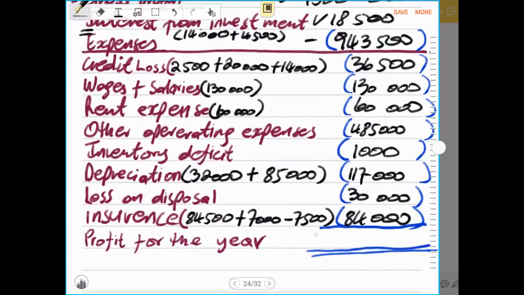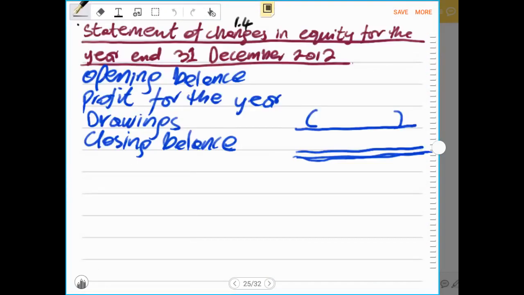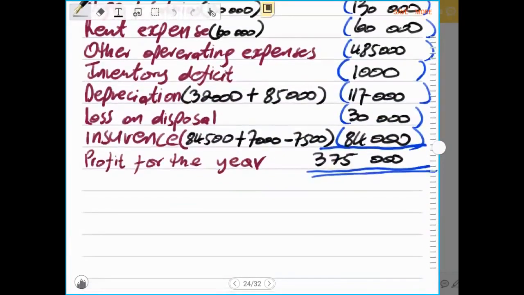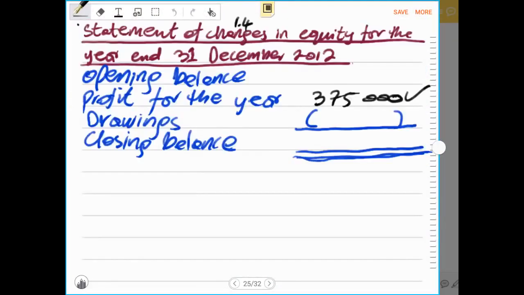Then we just have to say gross profit plus interest income minus total expenses. That will give us profit for the year as 375,000 rands. And the profit for the year of 375,000 rands must be recorded in the statement of changes in equity as 375,000 rands. As it is, you don't change that. And you get a method mark for that. Even if this profit is wrong, if you transfer it here as it is, you get a method mark. Please don't forget such giveaway marks.